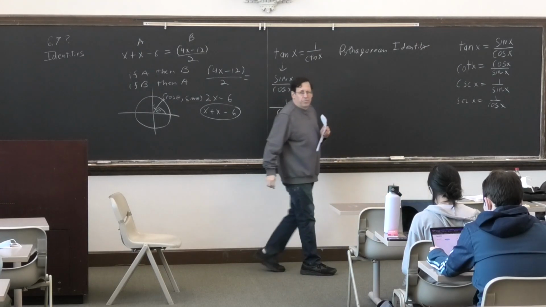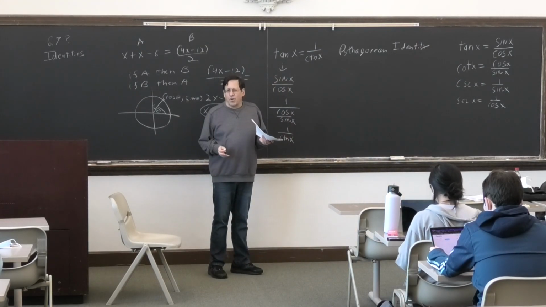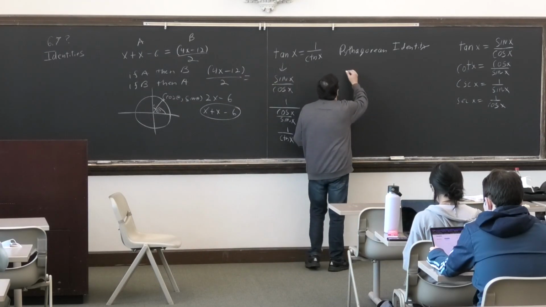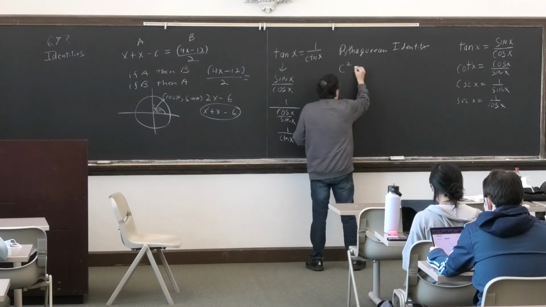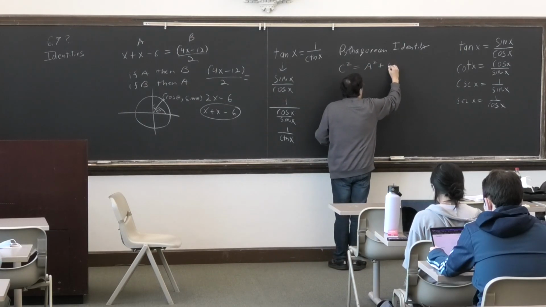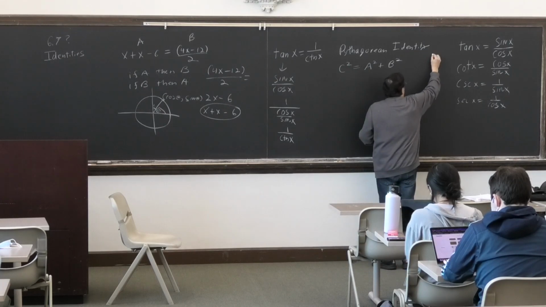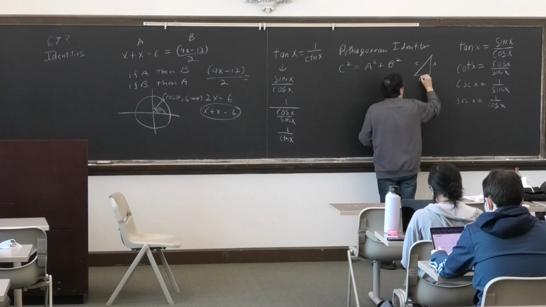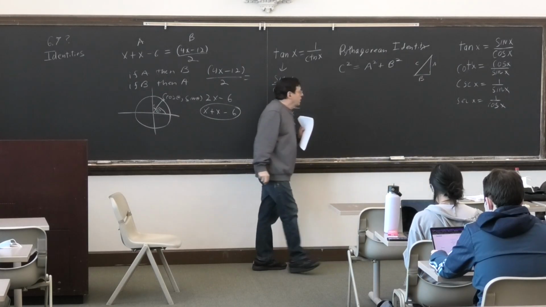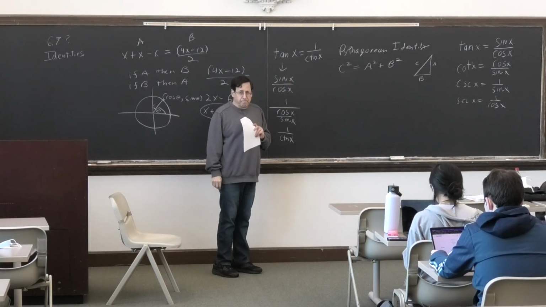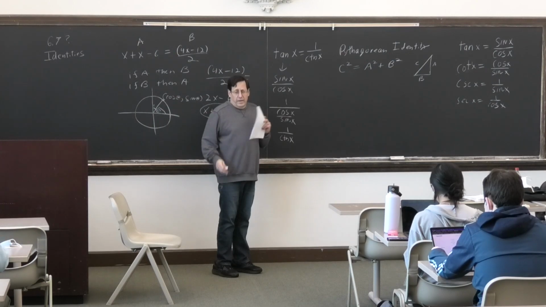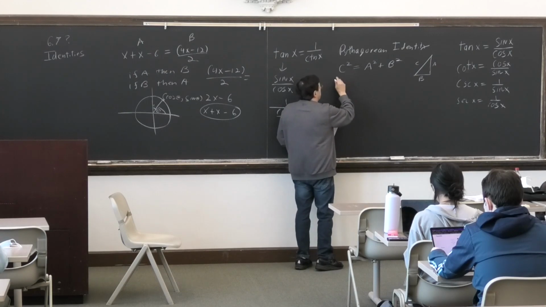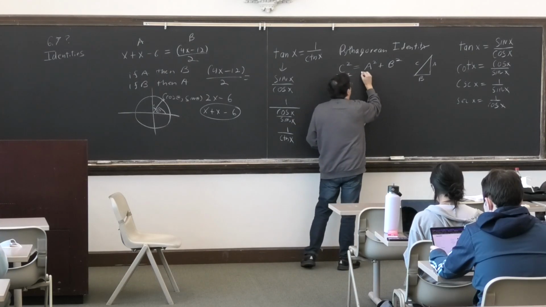And you've probably seen it before, but I'm just going to start with our definition of the Pythagorean theorem, which is c squared equals a squared plus b squared, where we have a right triangle where c is the hypotenuse and a and b are the legs. And I'm just going to take a simple step here. I'm going to divide both sides by c squared.